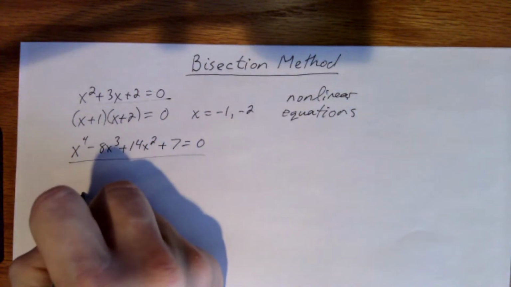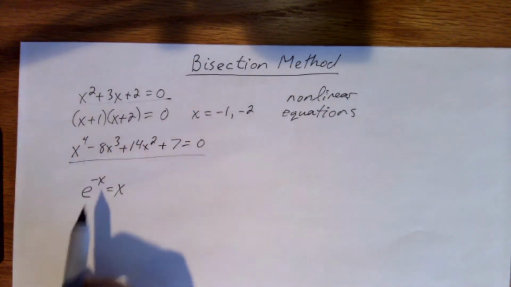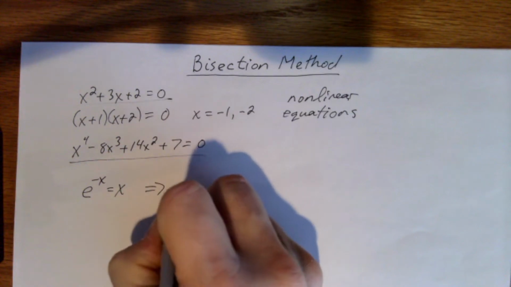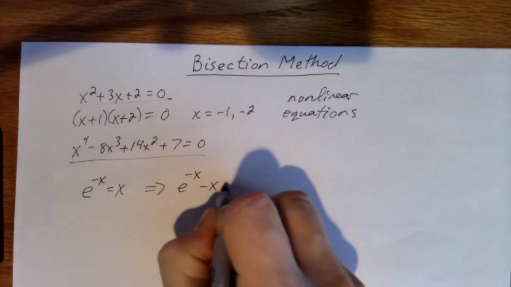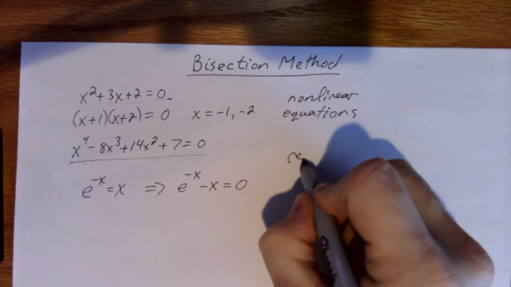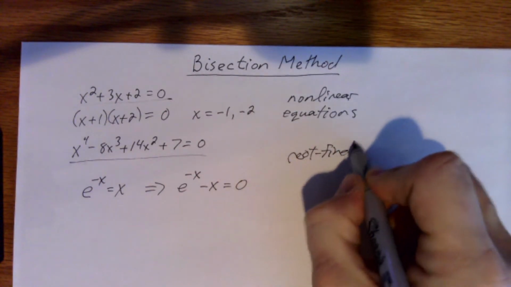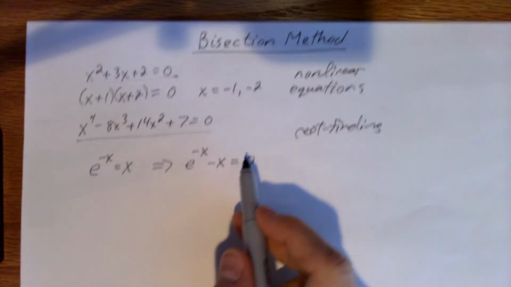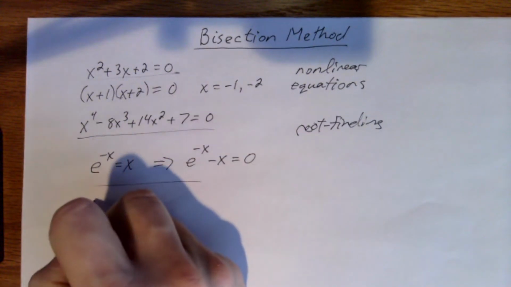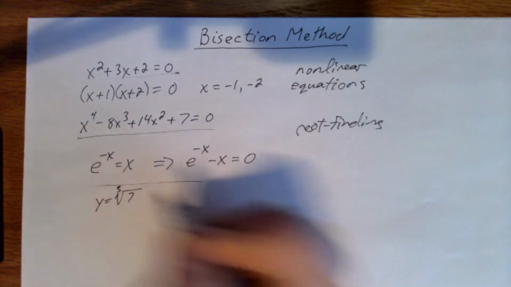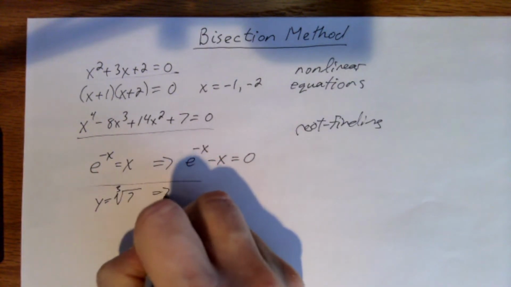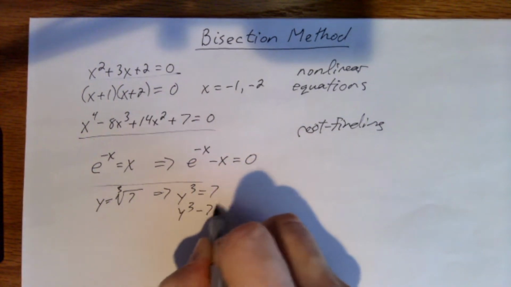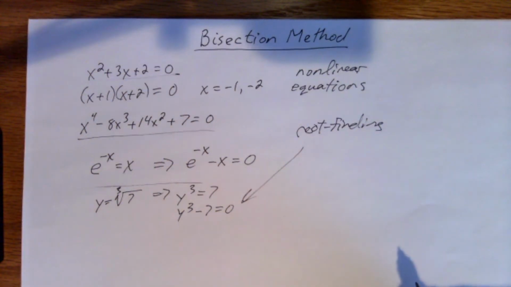For example, if we had e to the minus x equals x, and we want to solve for the x that satisfies that, what we can do is rewrite this as e to the minus x minus x equals 0. Now it's a root finding problem. Just like this is a root finding problem, this is a root finding problem. We also could use it for things like if y is equal to the cube root of 7, we can rewrite this as y cubed is equal to 7, and then y cubed minus 7 equals 0, and that's also a root finding problem.